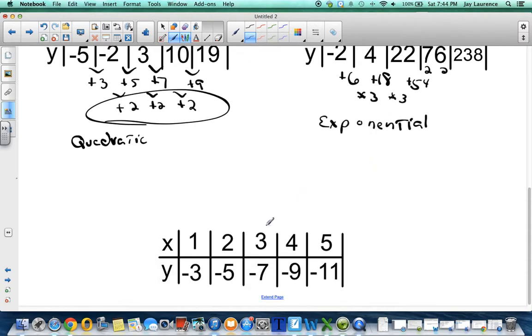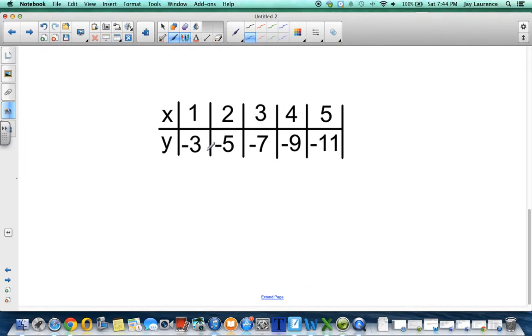All right, this last one here looks like it's going -2, -2, -2, -2. This must be a linear pattern, and the reason is it's going down at a constant rate. As each x goes up by 1, y is going down by 2.